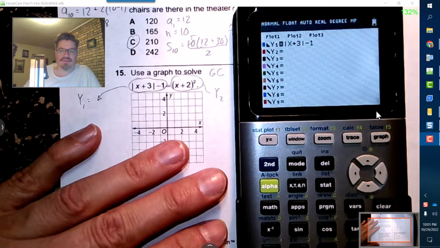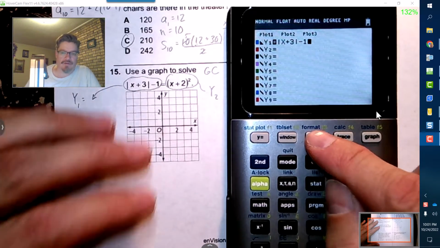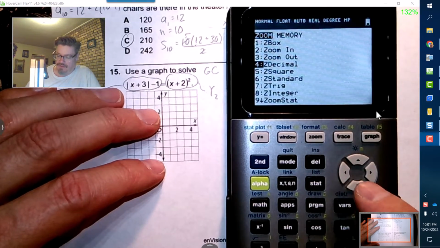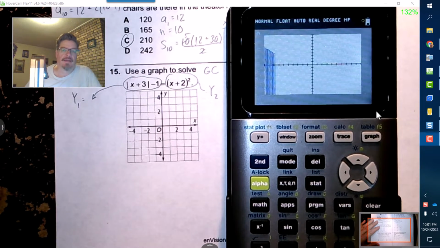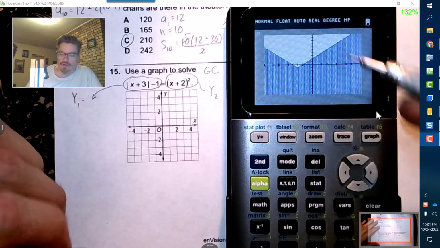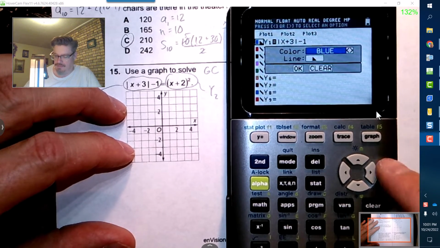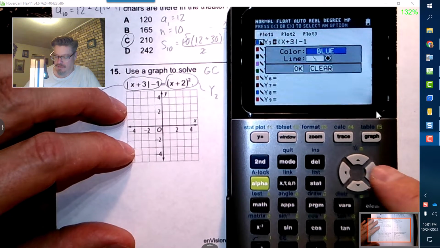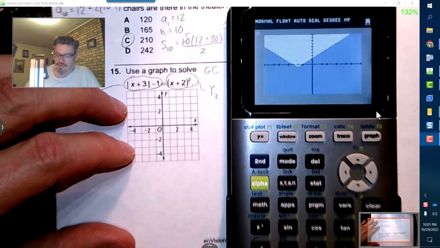Now we can graph this just to see it, and that's actually what we'll do. We'll do a zoom standard. So zoom standard will adjust my window to 10 by 10 by negative 10 by negative 10. All right, oh, I have an inequality there, so let's get rid of that. Somebody's messing with my calculator. There. Try that again.